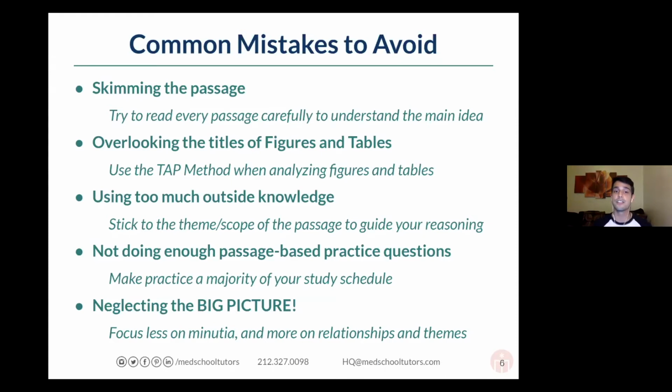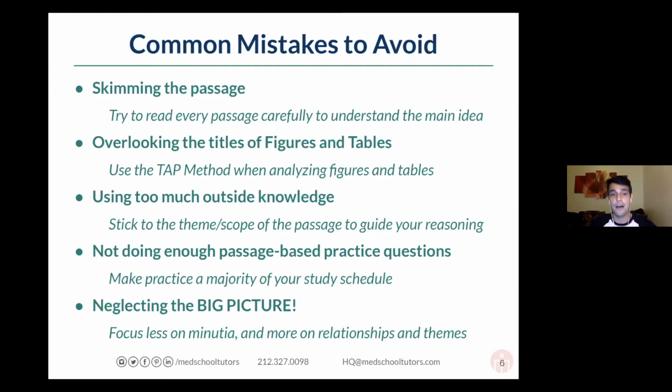Next thing is using too much outside knowledge. This is a big common mistake. And I think it comes from the sense that people tend to focus on the content that's needed for the MCAT. Like, you need to know all these things. You need to be an encyclopedia of biological knowledge. But that's absolutely not what the MCAT is really about.